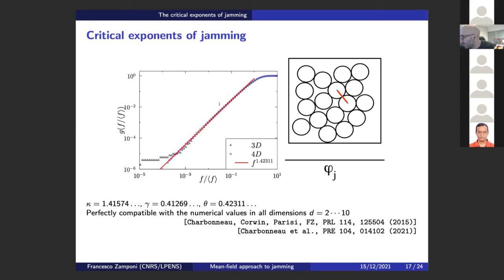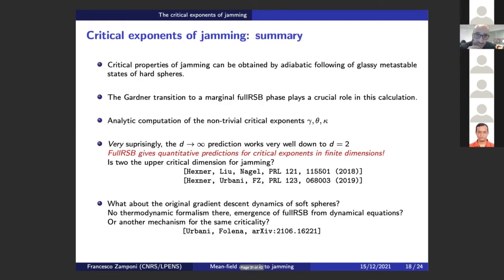So that's to give you an idea. To summarize, we can obtain the critical exponents that characterize jamming by taking these glassy states of hard spheres, following them to infinite pressure when they are close packed, and computing properties using replicas.